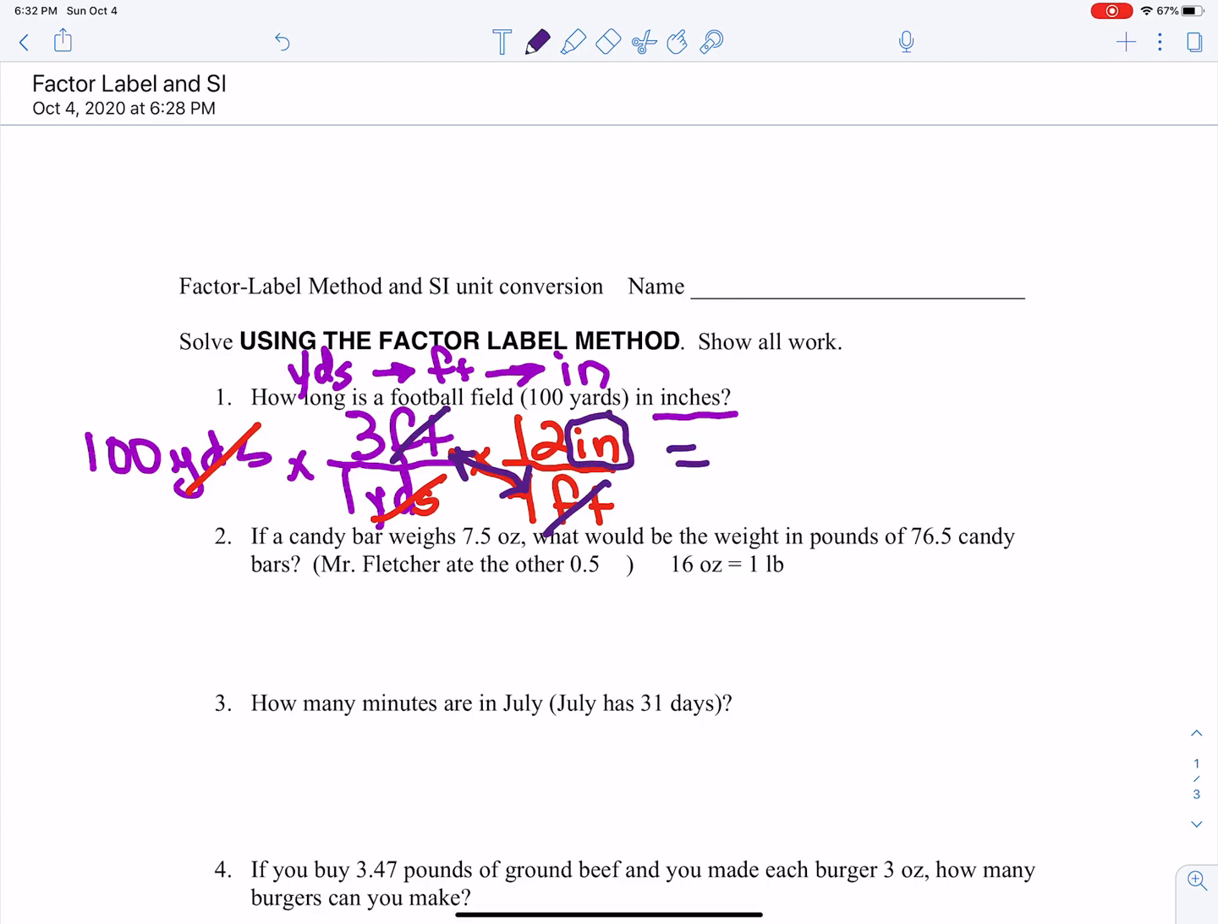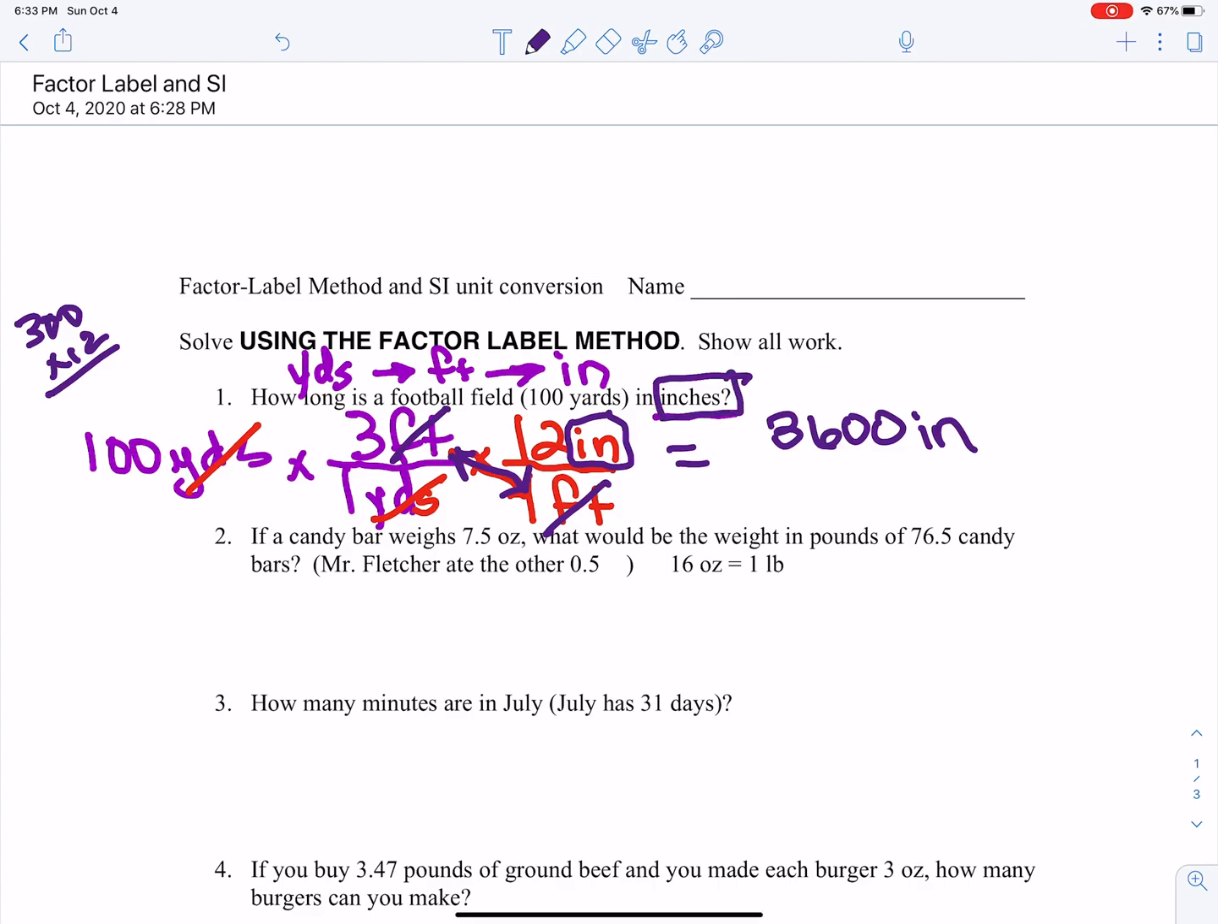So now here's how we do the math. Well, if you divide anything by 1 or multiply anything by 1, it's itself. So I usually ignore the ones. So I have 100 times 3, which is 300. And then I have 300 times 12, which is 3,600 inches when I do the math. That's the unit I want left over.